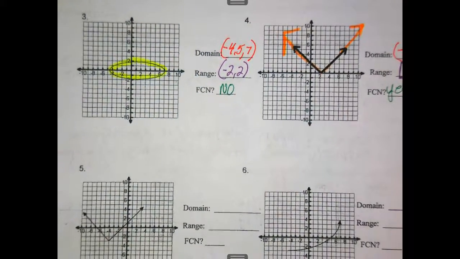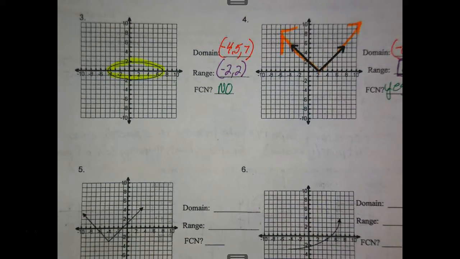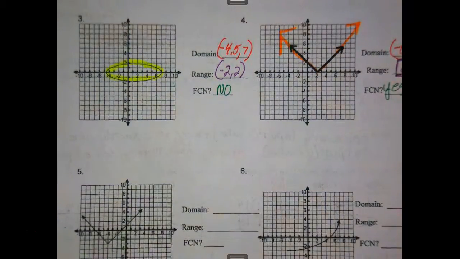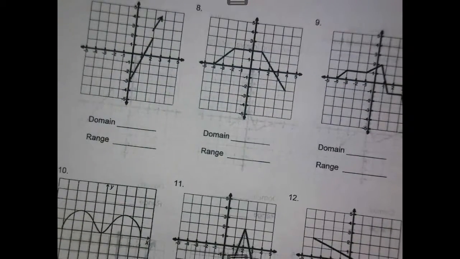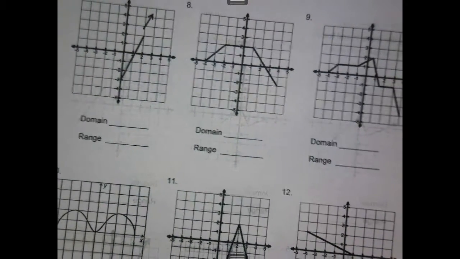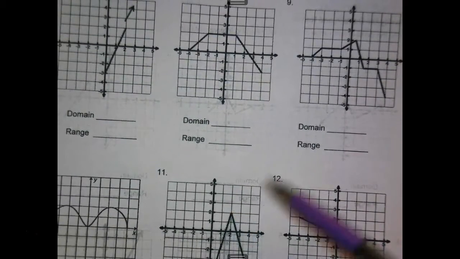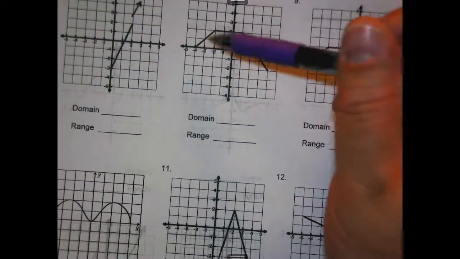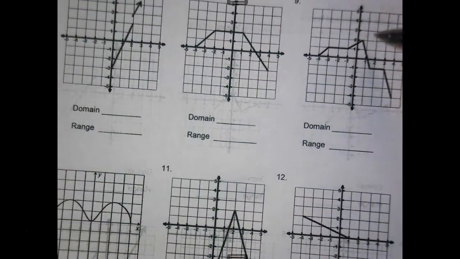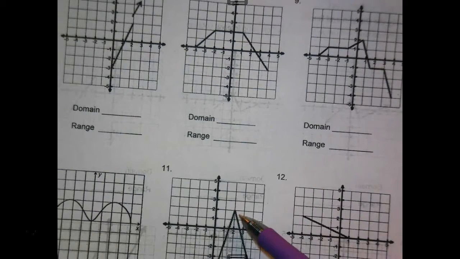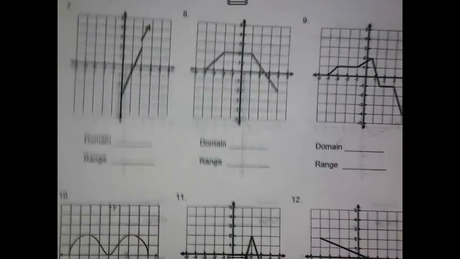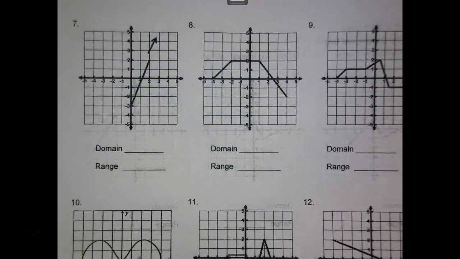I think that gives you enough ammunition to do the practice worksheet. Now, on the practice worksheet, on the back side, the only one that's going to have an included point is number 11. All of these do not have any closed circles, so you're going to have to use parentheses except for number 11. And number 7, that is a function.